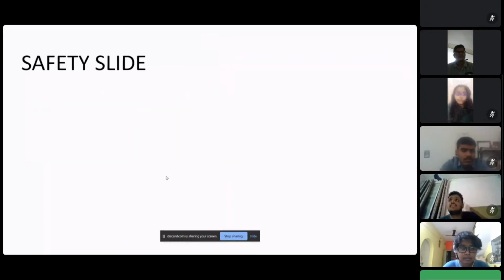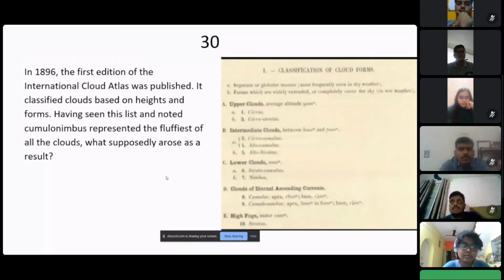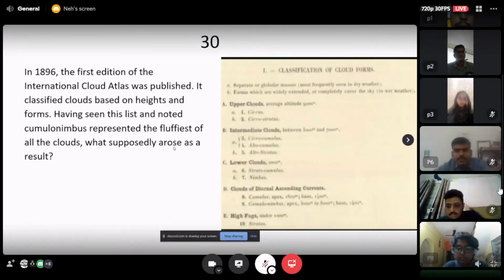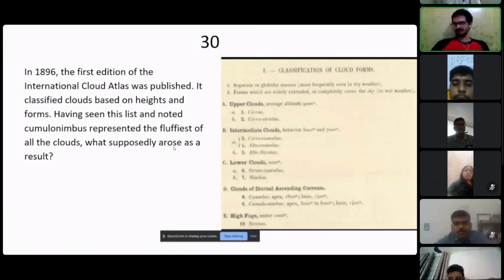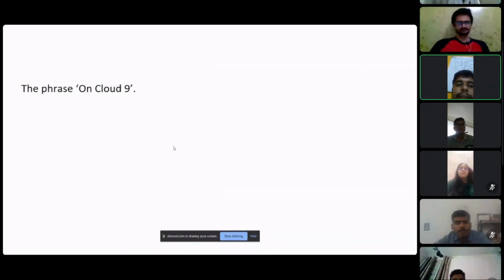So the answer is on cloud 9. You may refer to the image, and as you can see, look at the ninth one, cumulonimbus. It's the fluffiest of clouds. When you are ecstatic, extremely happy, it's said that you are on cloud 9, and that's how the phrase got into use. I said that it is the clouds of dismissal of the ascending. So it is. Next question.